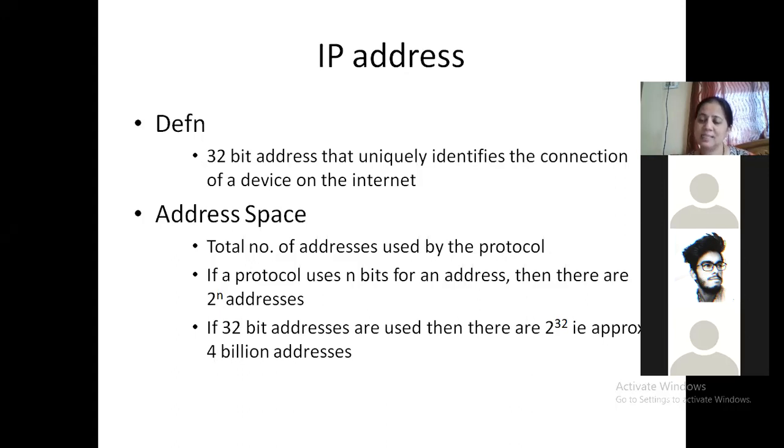Now this device can either be a computer which connects you to the network, or it can be a router which is connected to the network. Routers also have IP addresses. Machines or your computers also have IP addresses. Understand this very important word in the definition. 32-bit addresses uniquely identify a connection.